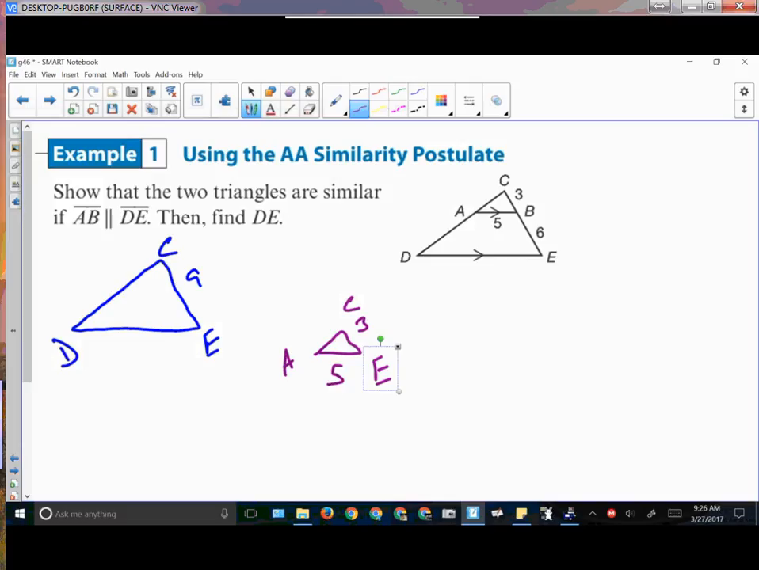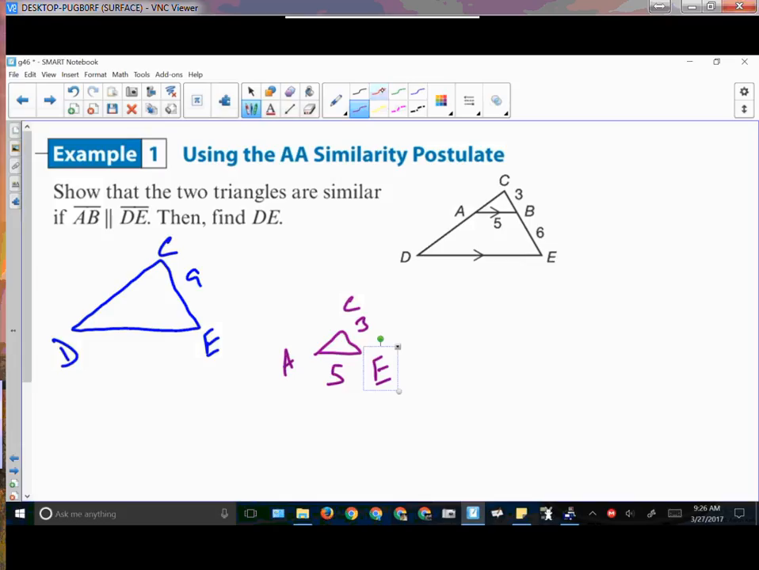Now, I need to know whether or not these are going to be similar. Now, the first rule that I've got here is AA, angle, angle. Well, we know that if two angles in any triangle are the same, the third angle has to be the same as well, correct? After all, they only add up to 180.